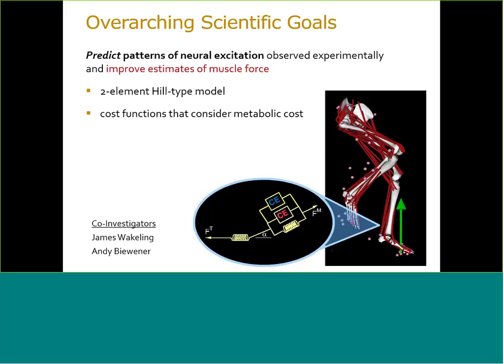Now, as an experimental paradigm, pedaling is really interesting because cadence and load can be varied independently. This means that basically with the same kinematics, we can change the mechanical demands of the task. One of the longer-term goals of our work is to predict patterns of neural excitation that we see experimentally across different cycling conditions. To do this, we suspect that we may need to develop new Hill-type models that we can tune to represent slower and faster fibers, or we may need to implement cost functions that consider metabolic cost. So our team's interested in testing muscle models and improving estimates of muscle force.